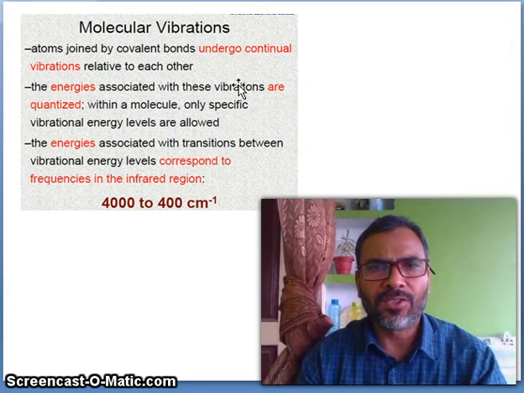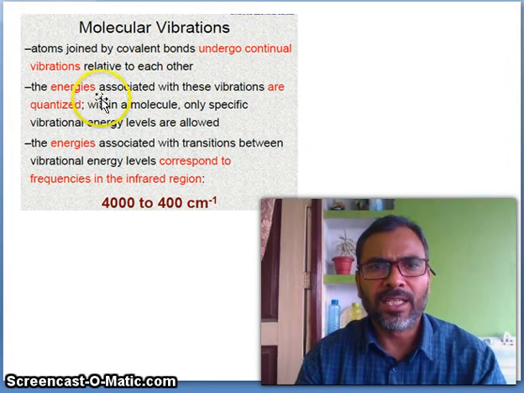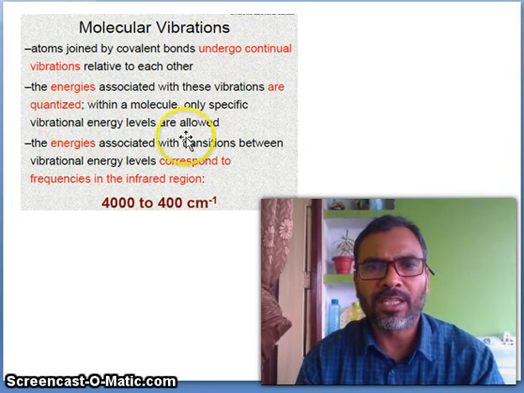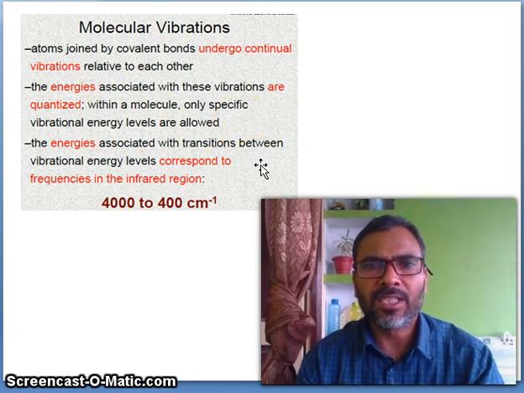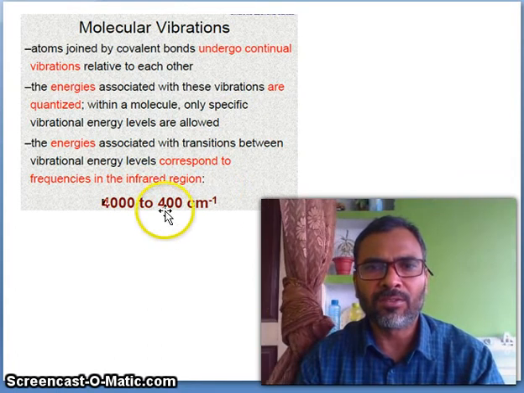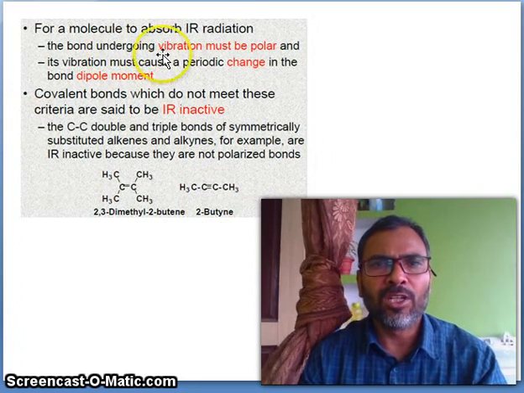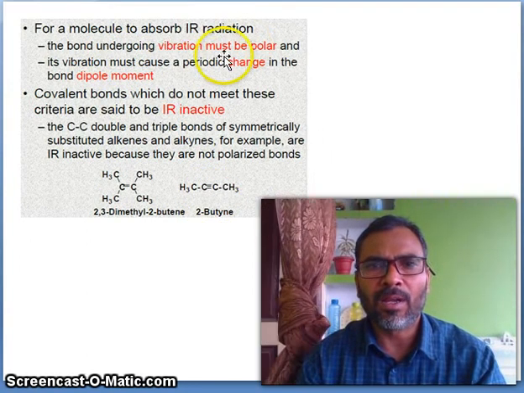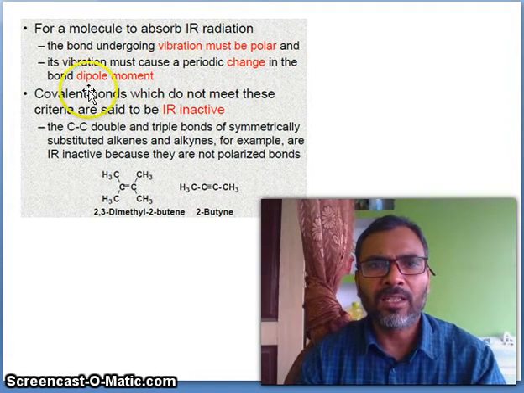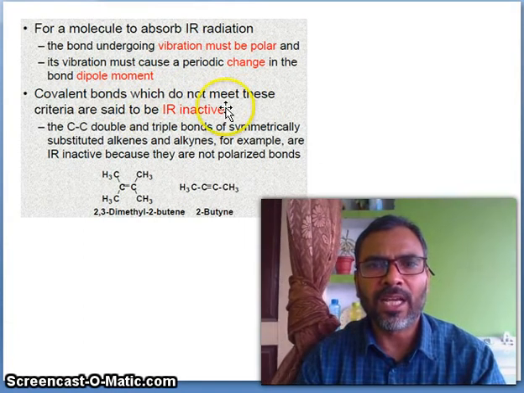So molecular vibrations. Atoms joined by covalent bonds undergo continuous vibration relative to each other. The energy associated with these vibrations is quantized. Within a molecule, only specific vibration energy levels are allowed. The energies associated with the transitions between vibrational energy levels correspond to frequencies in the infrared region, 4000 to 400 reciprocal centimeter. For a molecule to absorb IR radiation, the bond undergoing vibration must be polar, and its vibration must cause a periodic change in the bond dipole moment. Covalent bonds which do not meet these criteria are said to be IR inactive.